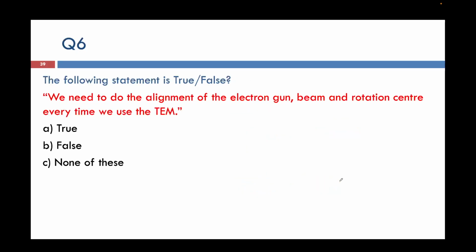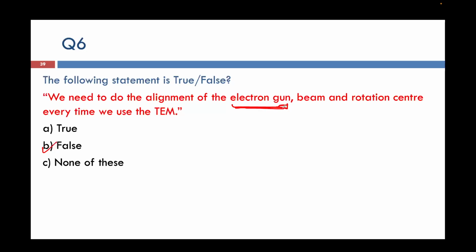So the following statement is true or false. We need to do the alignment of the electron gun, beam and rotation center every time we use the TEM. Can anyone answer? True. True? No, it is false. The correct answer is false. It is asking that we need to do the alignment of the electron gun. We need to align the electron beam. So this is the false statement that has been written here.